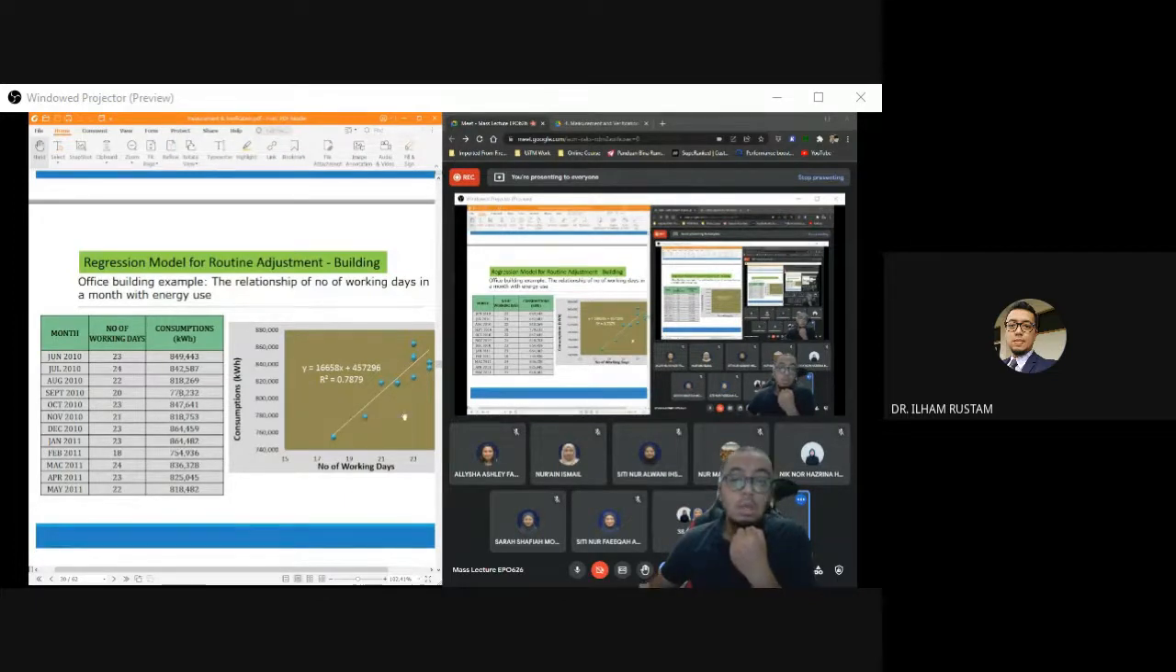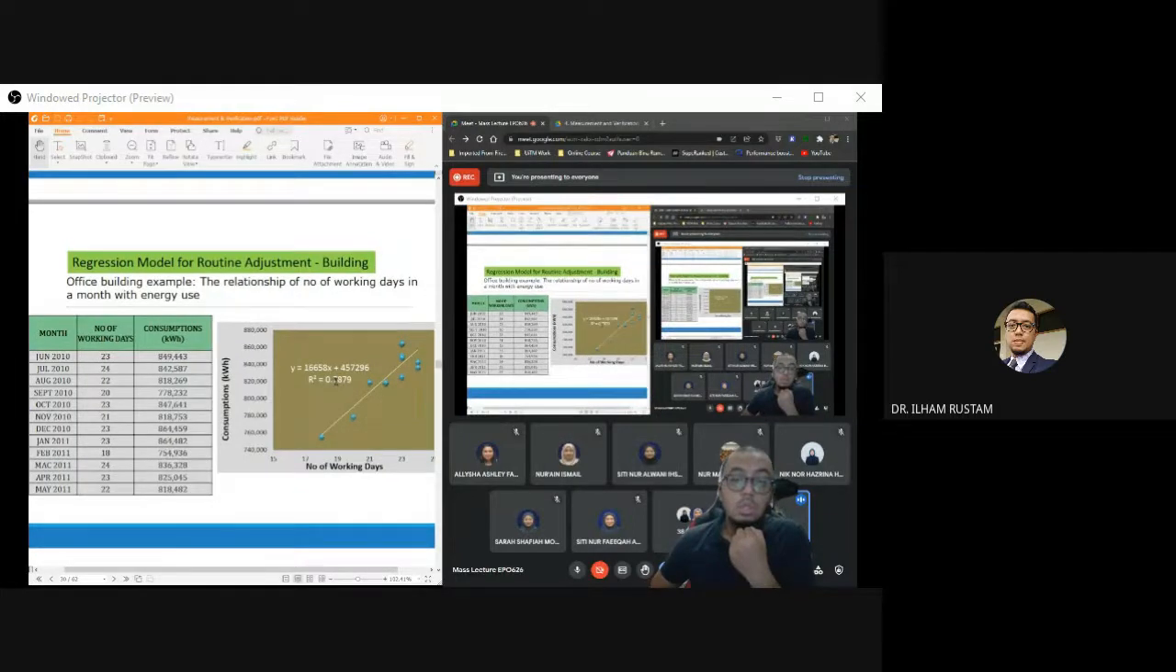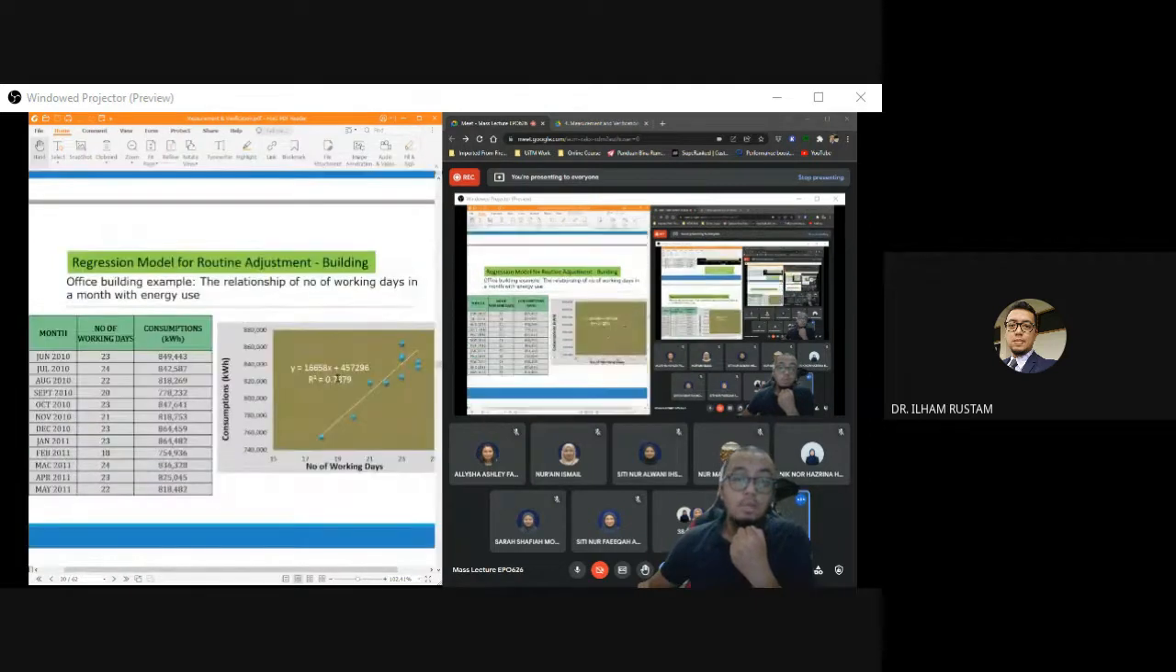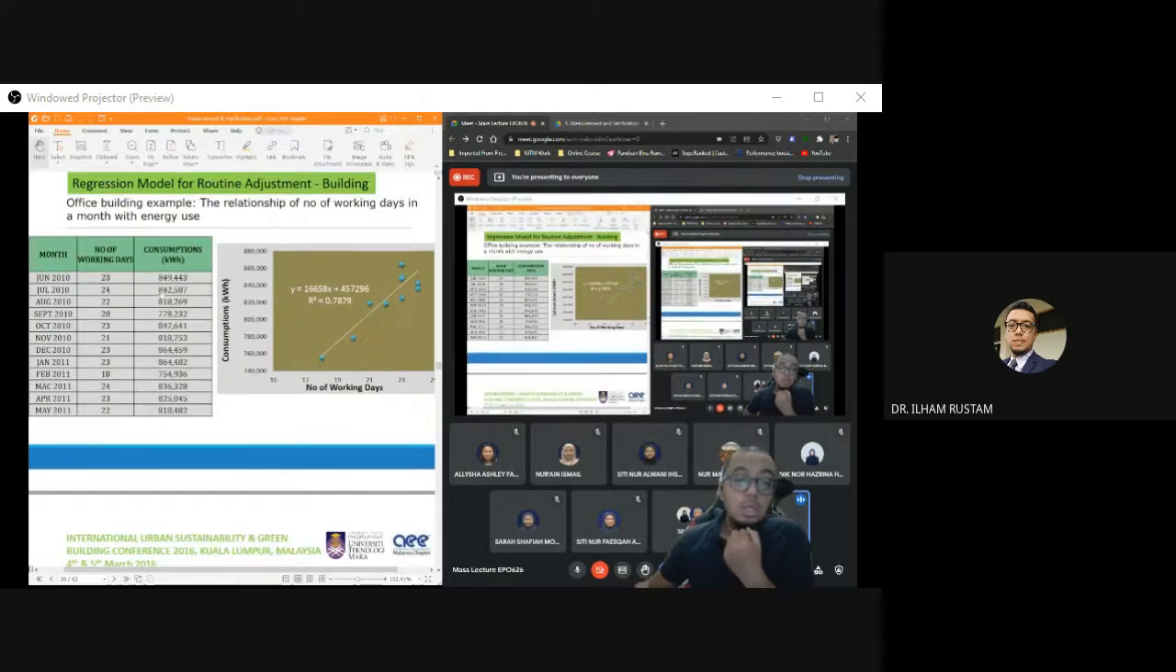And it shows here 0.7, which isn't that bad, but it's not as accurate as 0.94. So what you can conclude here is that the closer R squared gets to 1, the more accurate your linear approximation is, and the less adjustment needs to be made. In this case, there is a relationship between the number of working days and the consumption, but it's actually indirect, because it's more about occupancy rate rather than number of working days.